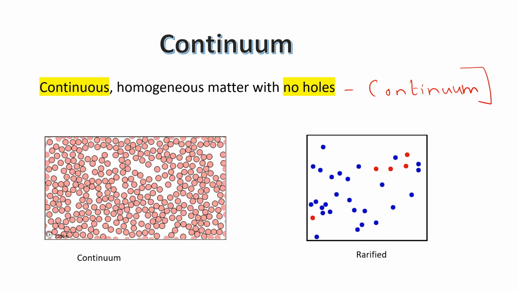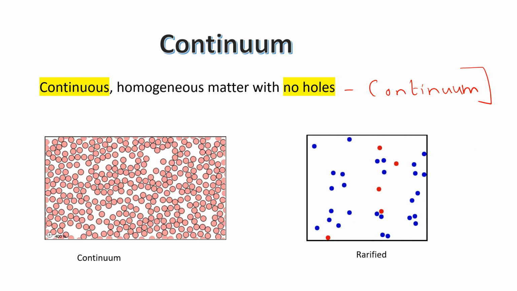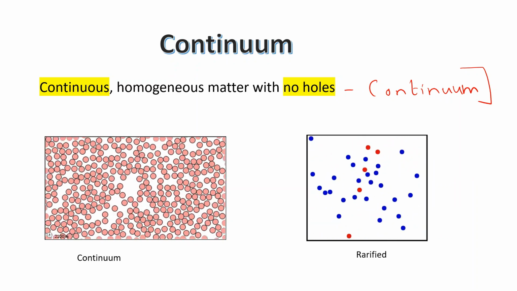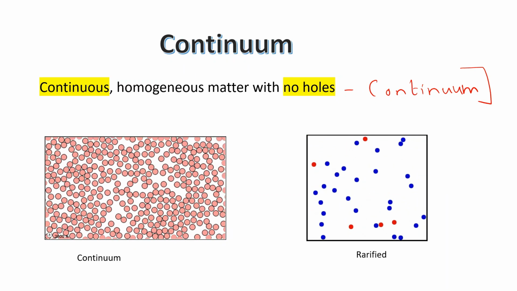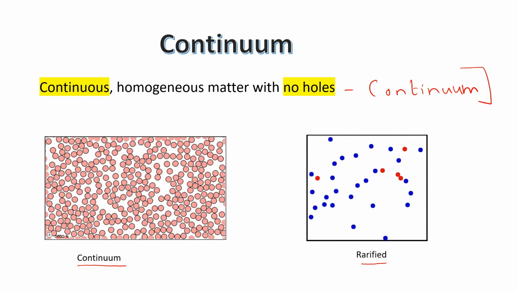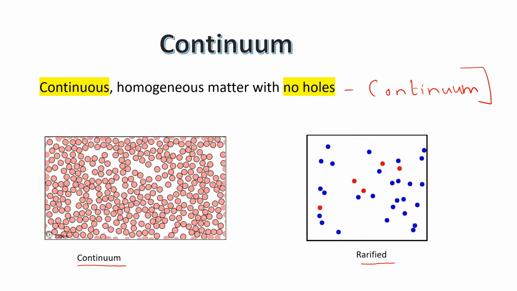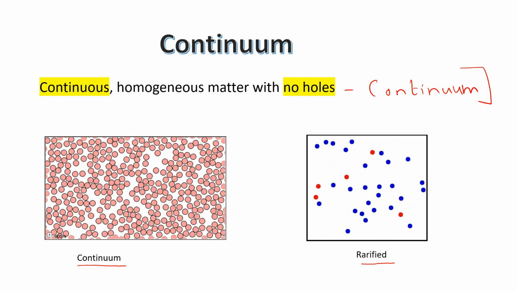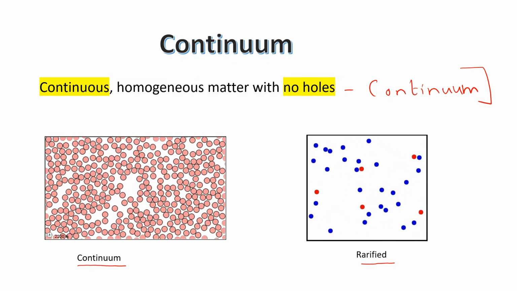The continuum idealization allows us to treat properties as point functions and to assume that the properties vary continually in space with no jump discontinuities. Here you can see the left side figure is a continuum idealization, and on the right side you can see the rarefied gas. You can see the difference: in the continuum idealization, the distance between the atoms can be almost neglected, and in the rarefied gas, the distance between the molecules is significantly high.